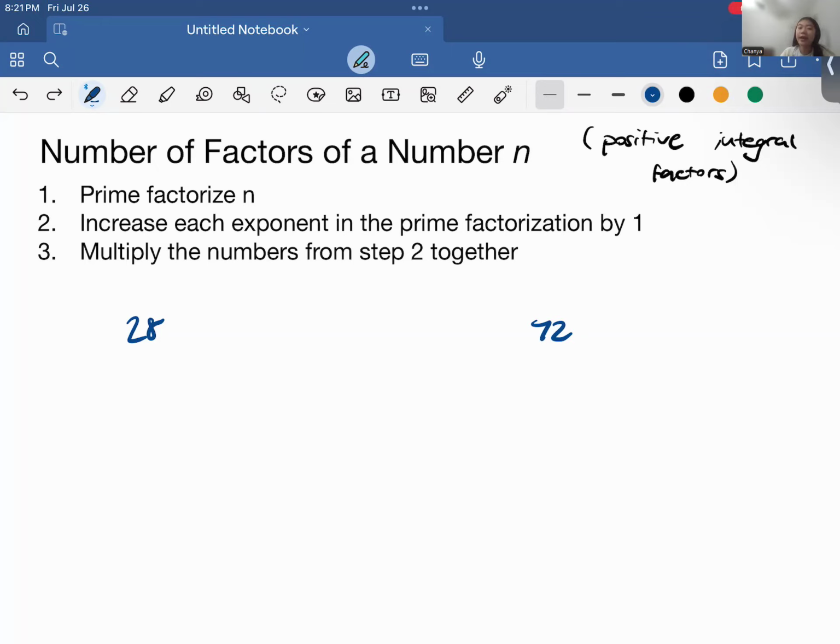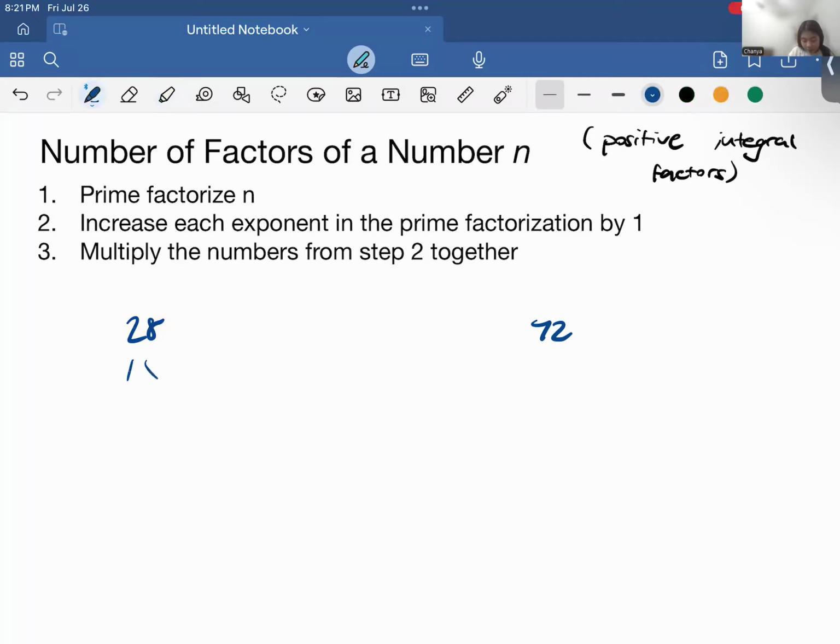So today you'll be learning how to find the number of factors of a number n, specifically the number of positive integral factors. What this essentially means is the number of factors that are integers and are also positive, right? So we're going to jump in and follow these 3 steps with our first example, finding the number of factors of 28. First, we prime factorize 28.